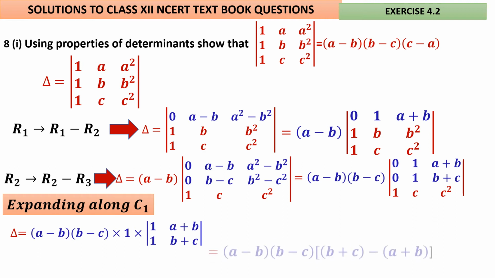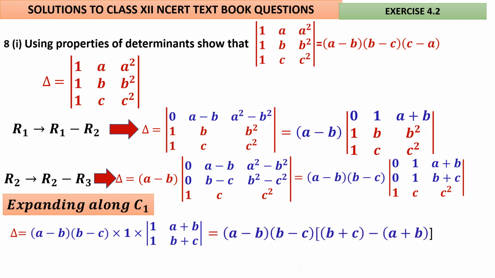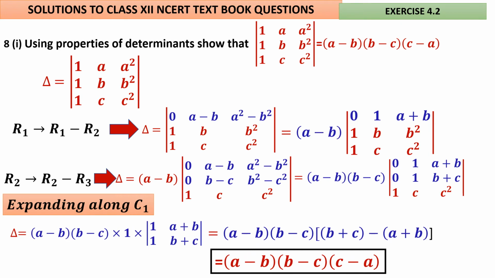Okay, now expand it. I got b plus c minus of a plus b, that is nothing but c minus a. Automatically you got it. There is no problem in that. Remember that this is not the only way to do it, but at least remember the right hand side. If a minus b is there, try to get a minus b outside. If b minus c is there, try to take b minus c outside.